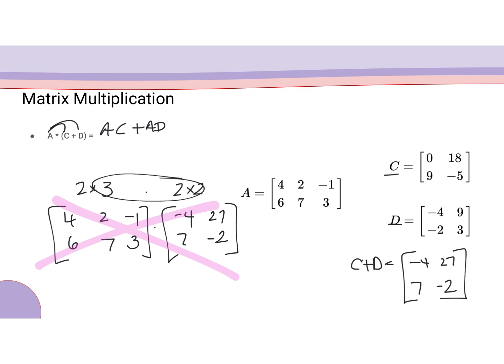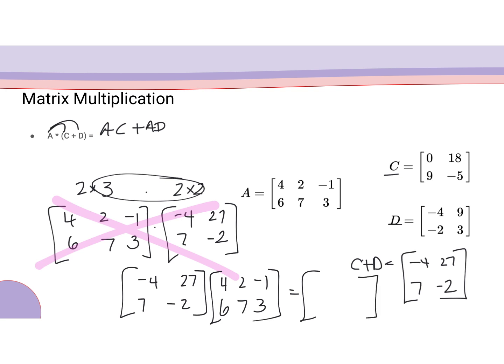If this had been flipped around, negative 4, 27, 7, negative 2, times the matrix 4, 2, negative 1, 6, 7, 3, then it could be multiplied. So here's what I want you to do. Why don't you try to do this multiplication really quick, okay? And then pause my video now so that you can try it on your own, and then when you unpause it, I should have my answer up. So pause it now.